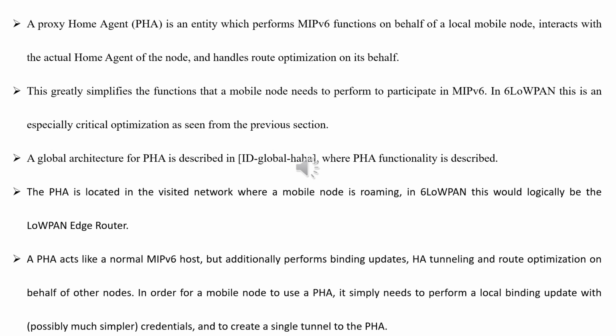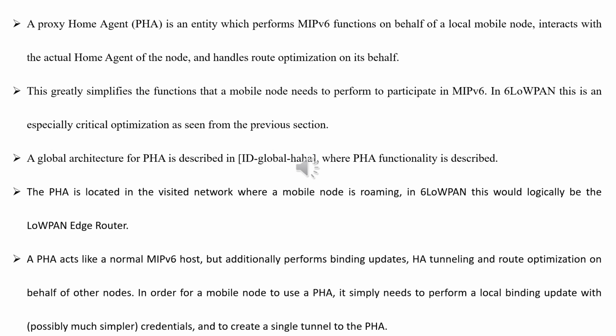This greatly simplifies the function that a mobile node needs to perform to participate in mobile IPv6 in 6LoWPAN. This is an especially critical optimization as seen from the previous section. A global architecture for the proxy home agent is described, where proxy home agent functionality is defined. The proxy home agent is located in the visitor network where a mobile node is roaming. In 6LoWPAN, this would logically be the 6LoWPAN edge router.